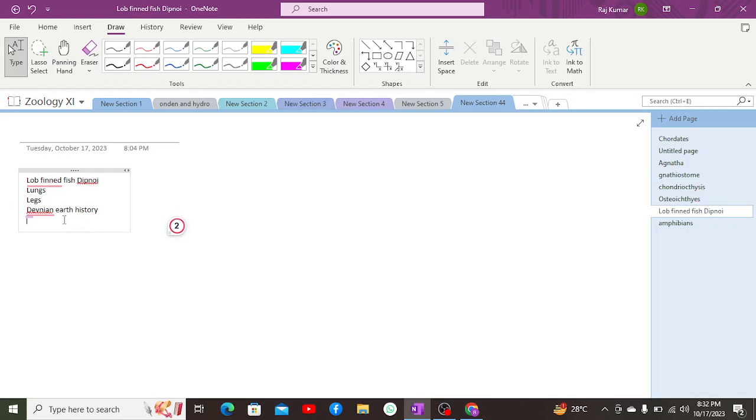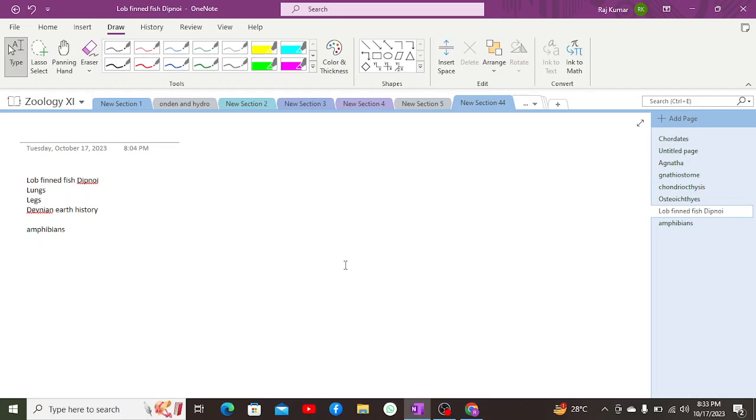They were then able to evolve themselves into another organism known as amphibians. And these amphibians were the first vertebrates to come on land. They have their name derived from two words, amphi meaning dual, and bio meaning life, which means they are having dual life in aquatic environment as well as in the terrestrial environment.